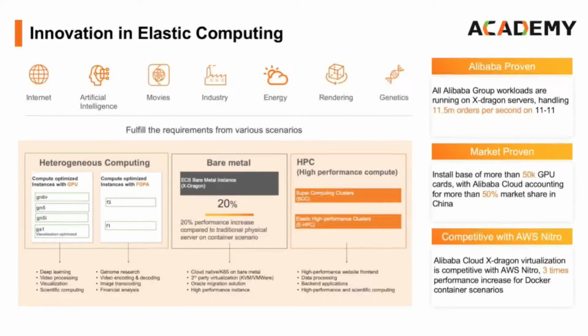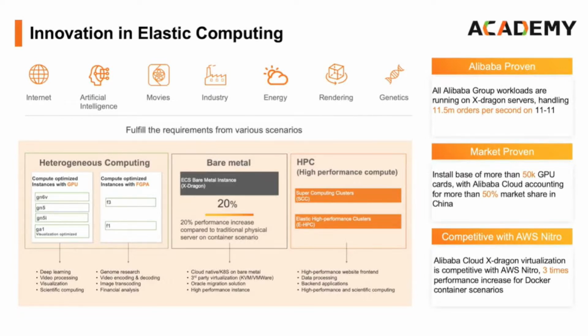The applications include cloud native, Kubernetes on bare metal, third-party virtualization, which has the kernel virtual machine and VMware, Oracle migration solution, and high performance instance. And then we have high performance compute, which includes the supercomputing clusters. And then we have the elastic high performance clusters, or EHPC. They are used for high performance website front end, data processing, backend applications, and high performance and scientific computing.